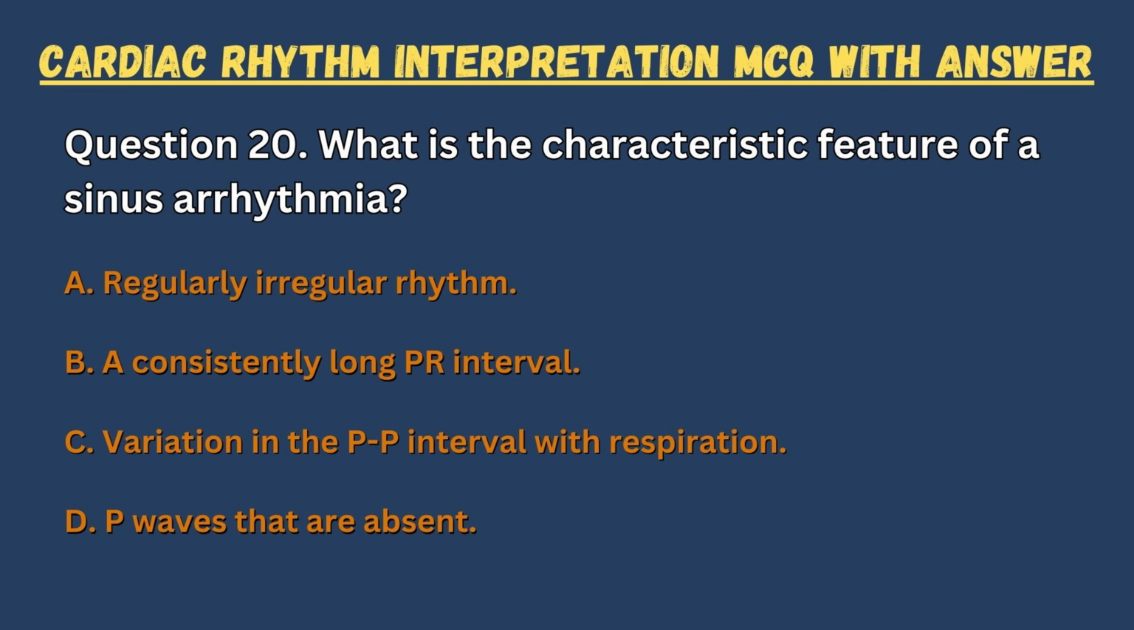Question 20. What is the characteristic feature of a sinus arrhythmia? A. Regularly irregular rhythm. B. A consistently long PR interval. C. Variation in the PP interval with respiration. D. P waves that are absent.